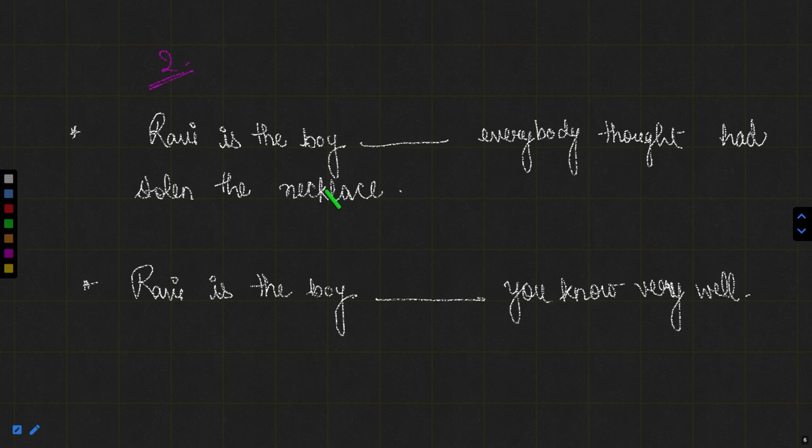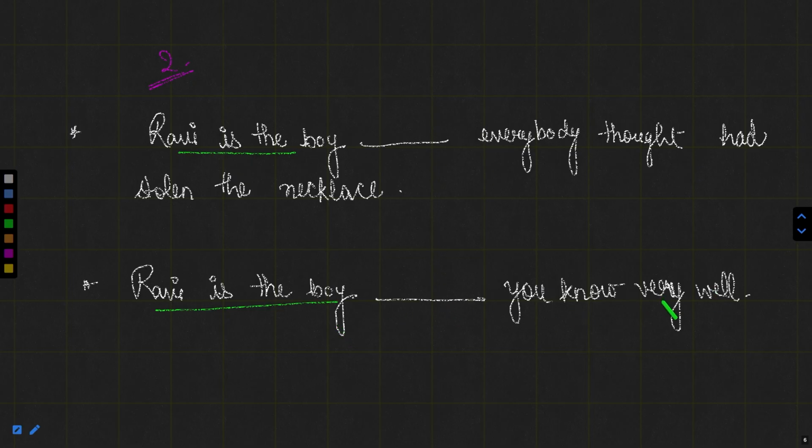Okay. Now you can see the first part of the sentence, that is Ravi is the boy, and in the second one also Ravi is the boy. Now what do you think to be filled in these two blanks? First of all, let me see the second sentence. Ravi is the boy dash you know very well.